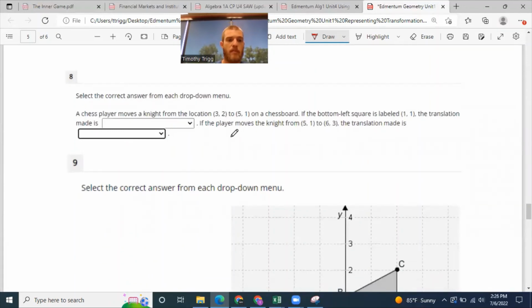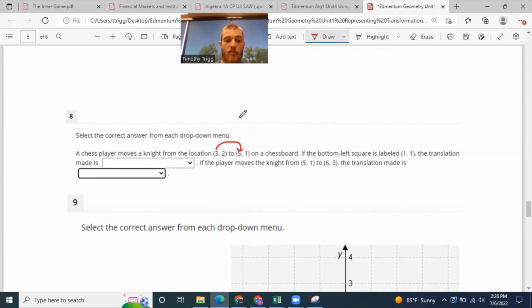A chess player moves a knight from the location 3, 2 to 5, 1 on a chessboard. If the bottom left square is labeled 1, 1, the translation made is, okay. So it went from 3 to 5 on the X. So that's 2 units to the right, because the X coordinate went up by 2.